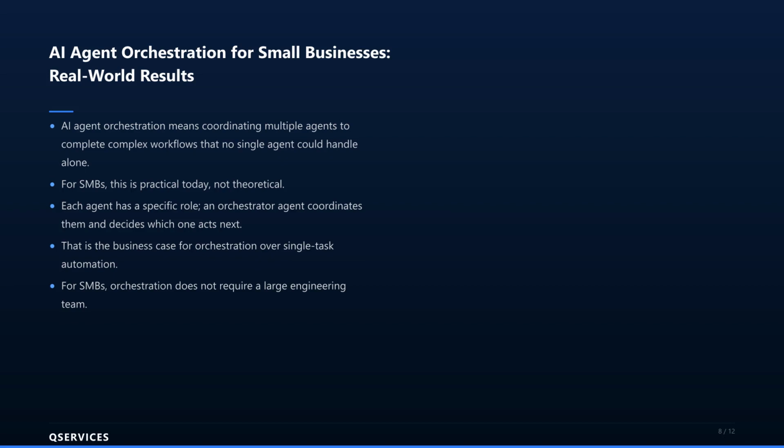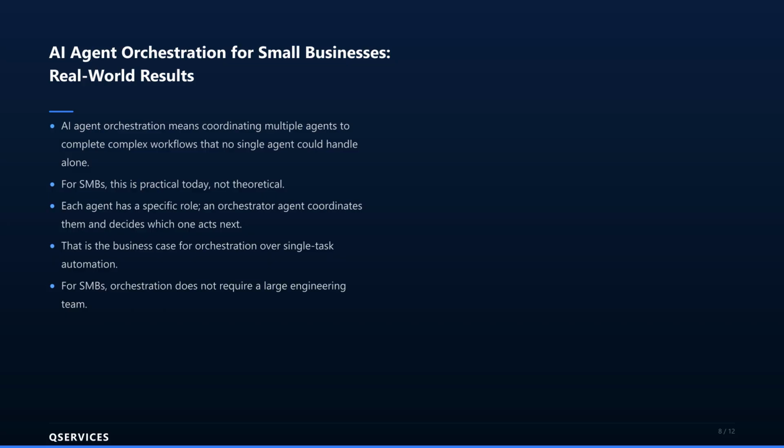AI agent orchestration for small businesses: real-world results. AI agent orchestration means coordinating multiple agents to complete complex workflows that no single agent could handle alone. For SMBs, this is practical today, not theoretical. A logistics company using Azure might have one agent that monitors shipment data from IoT sensors, a second agent that detects delays and calculates customer impact, and a third agent that drafts and sends notifications with revised delivery windows. Each agent has a specific role. An orchestrator agent coordinates them and decides which one acts next.